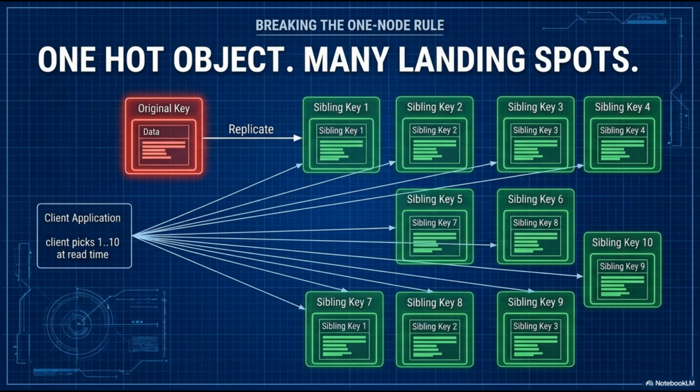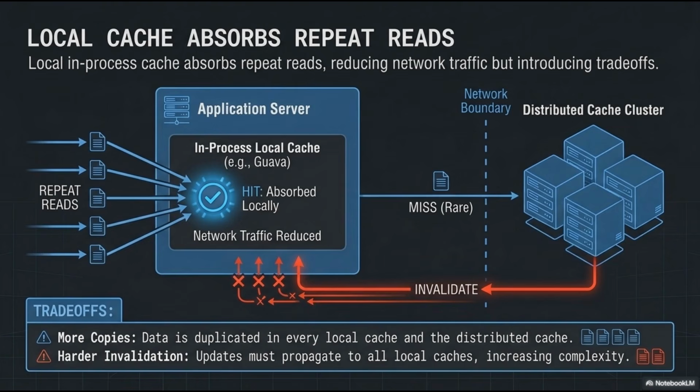They keep a small in-process local memory cache, like Guava in Java, right inside the application server. Well, yeah, very common. Sitting directly in front of the distributed network cache, that local cache is incredibly fast. It doesn't even cross the network, and it absorbs the repeated reads from that specific application instance before they ever hit the distributed cluster. Two-level caches are super powerful, but they do heavily inflate your memory overhead across the application layer.